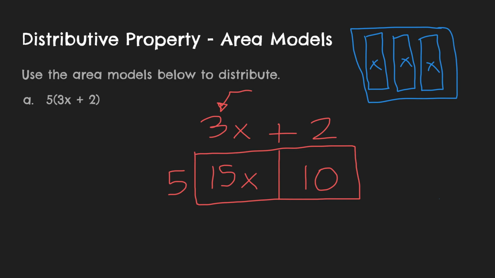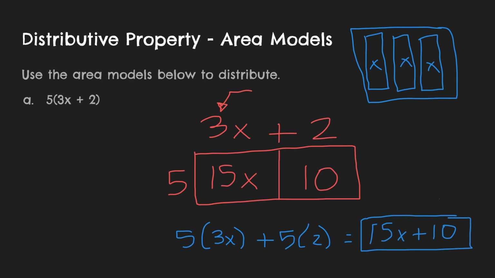15x. So what we could say is we multiplied 5 times 3x plus 5 times 2. This would be expanded form. And then what we got for our final answer would be 15x plus 10. So this is what we're looking for. We have now used the distributive property to simplify our original expression. All right, let's do one more and then I'll give you a bunch that you can practice.